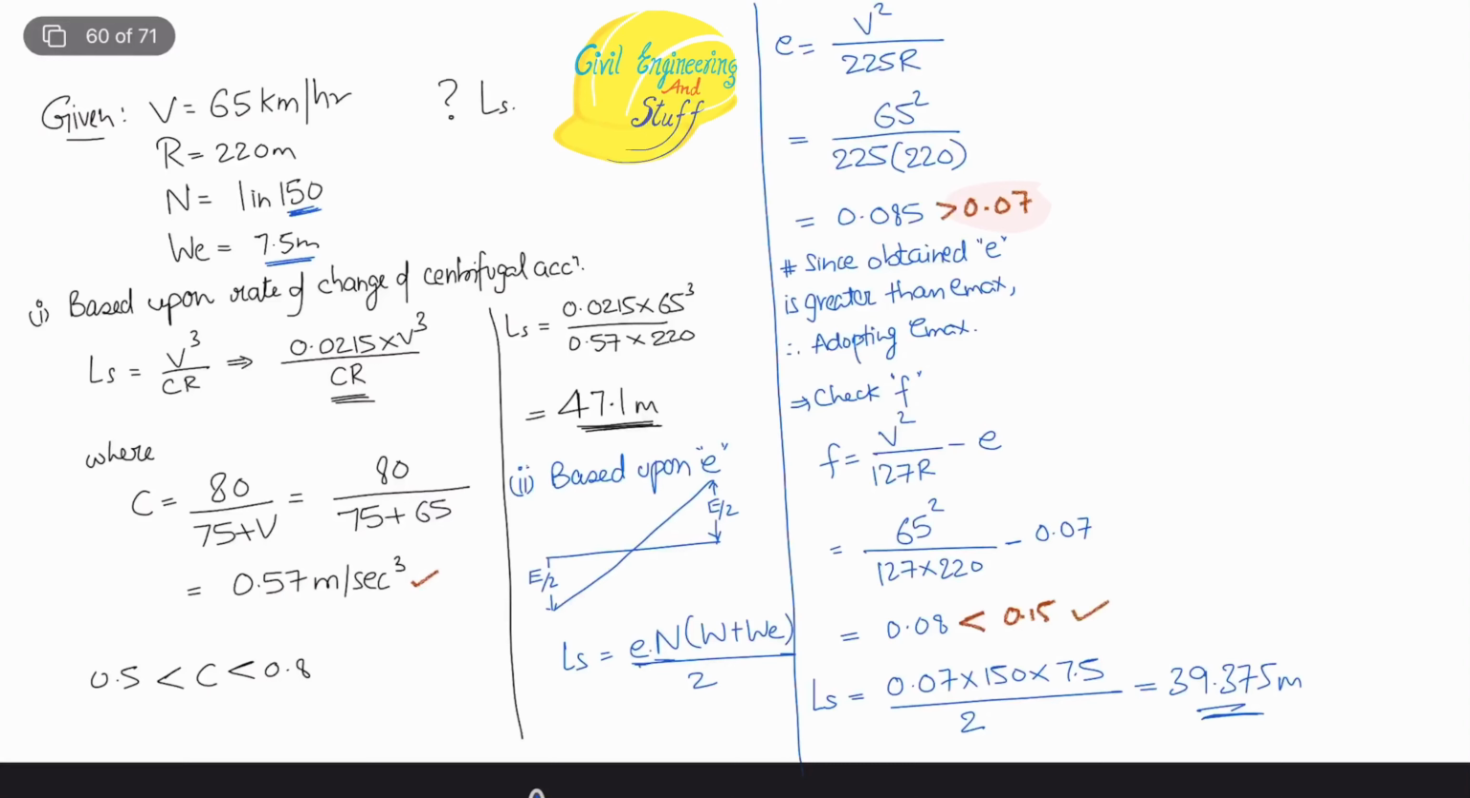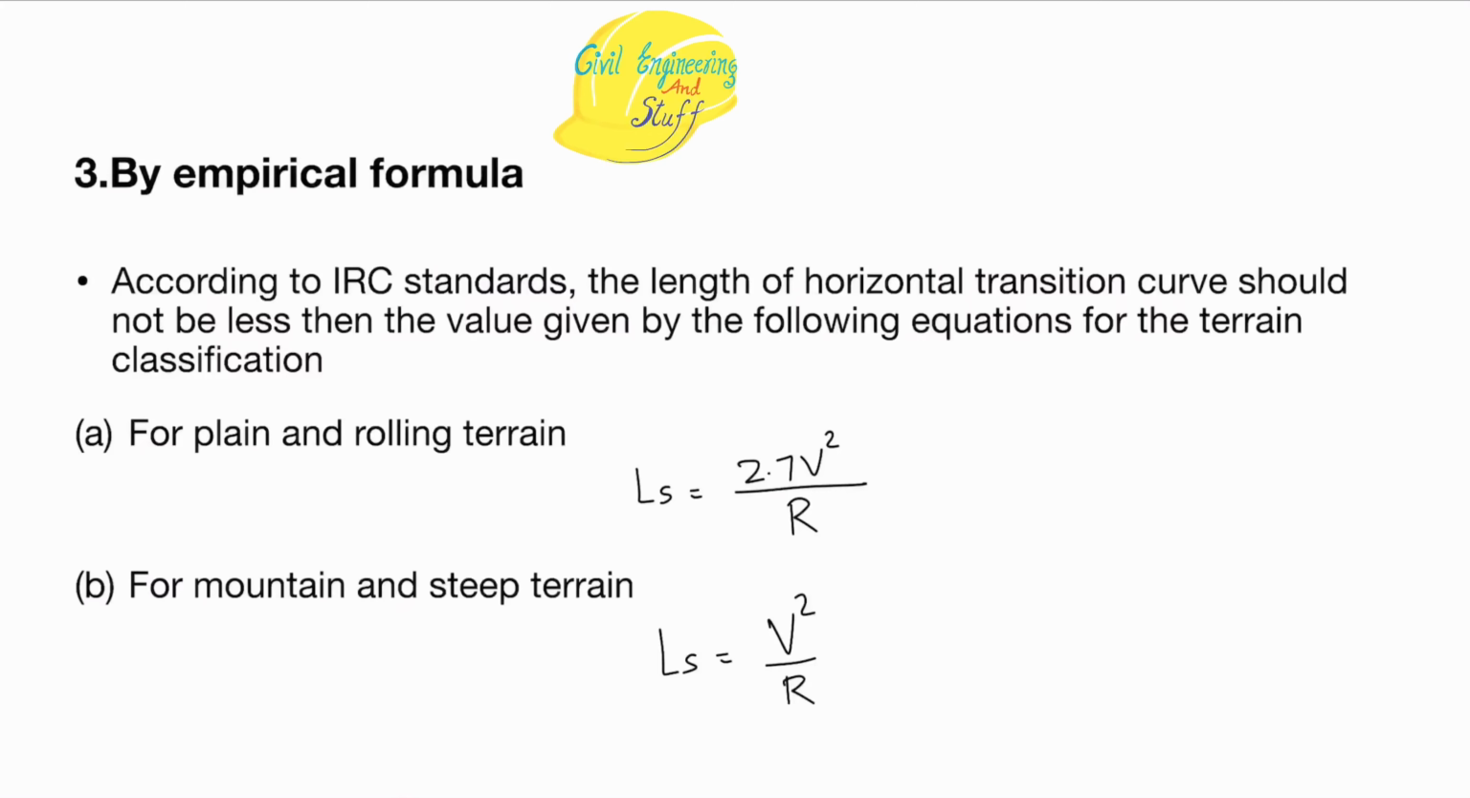Now what is the next thing that we have to do? The next thing is to check using the empirical formula. So here, since it is not given that we have a hilly terrain, it is not given that we have a mountain or steep terrain. So in that case, if it is not mentioned, we will assume that the terrain is plane. So for that, the formula for the length of the curve is 2.7 V square by R.